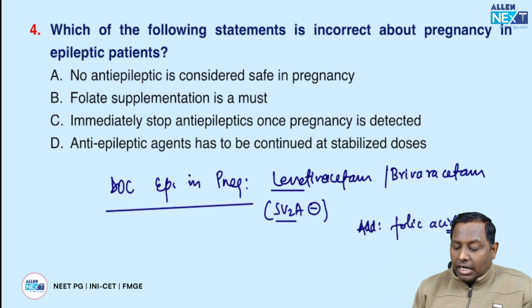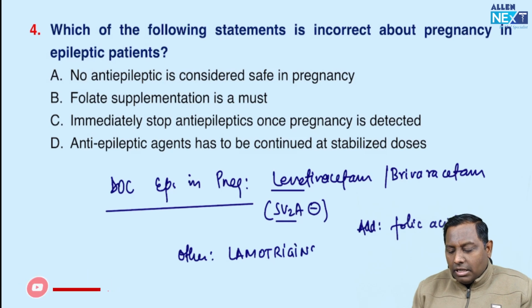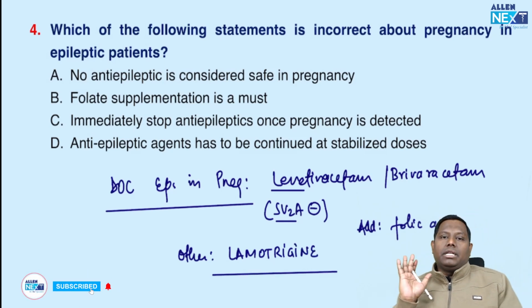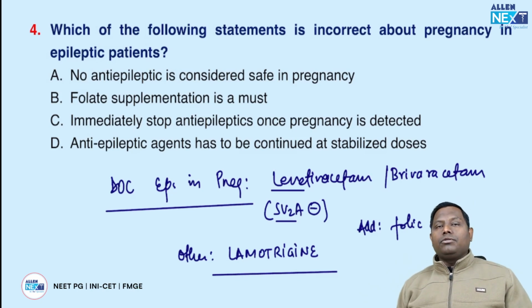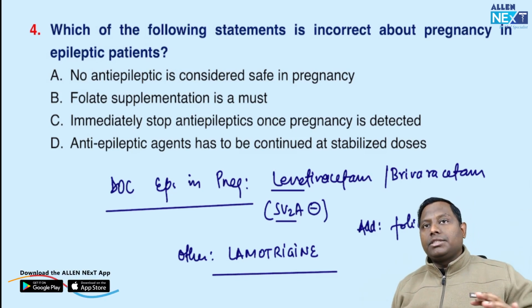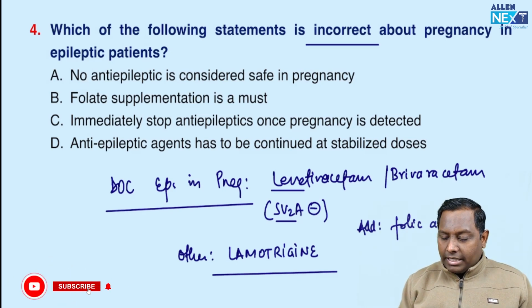And apart from that, the other alternative drugs that we had earlier, we also consider as safe. See, no drug is 100% safe in pregnancy. They all have some risk, but if you look at drugs like valproate, that causes spina bifida, compared to levetiracetam, which has a much lesser risk. So which of the following is incorrect?